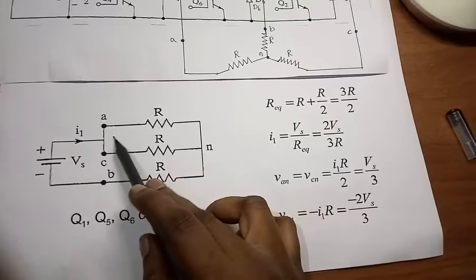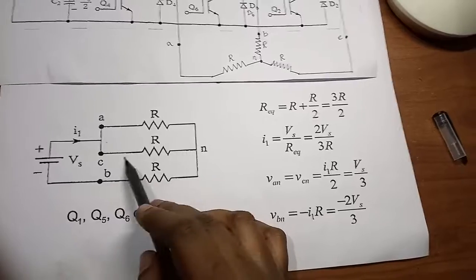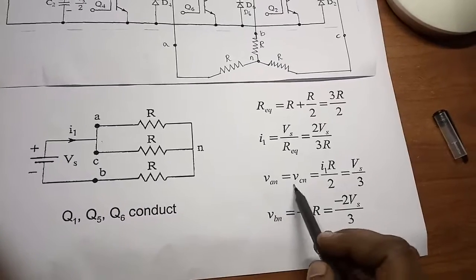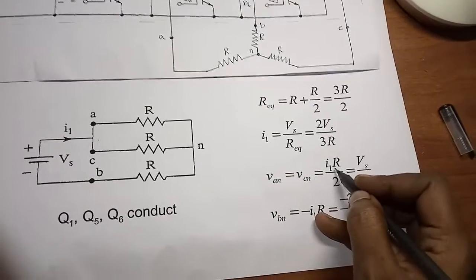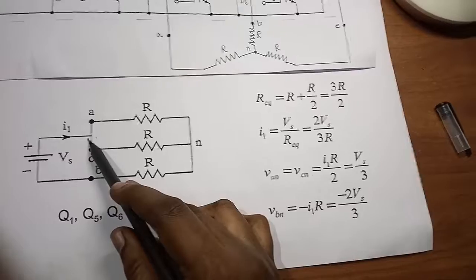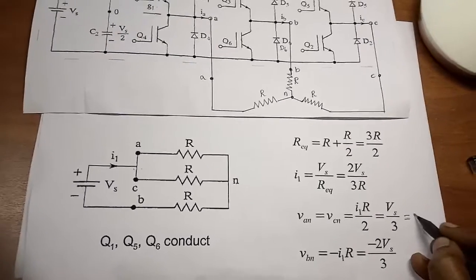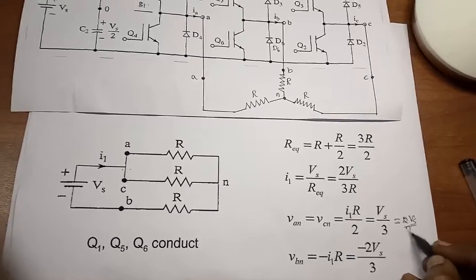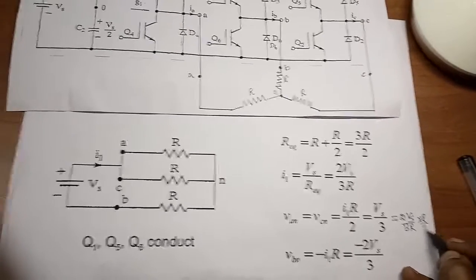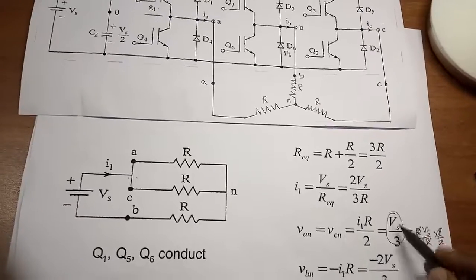And now I want to find out the voltage across A phase, B phase and C phase. The voltage across VAN and VCN are the same, so VAN equals VCN equals current I into the equivalent resistance. The flowing current will be I1, and the equivalent resistance here is R by 2. So here you can substitute the values, where the value of I1 current is 2Vs by 3R into R by 2. So therefore R and R go off, 2 and 2 go off, and I am getting Vs by 3.